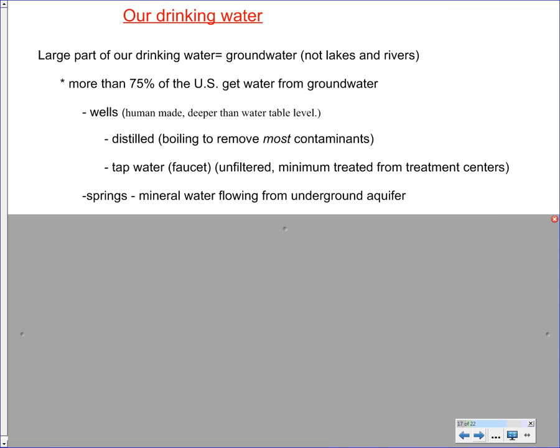Spring is mineral water flowing from the underground cap rock. Some people live in areas where they can capture water from springs, and of course, some of us just buy it and drink it.